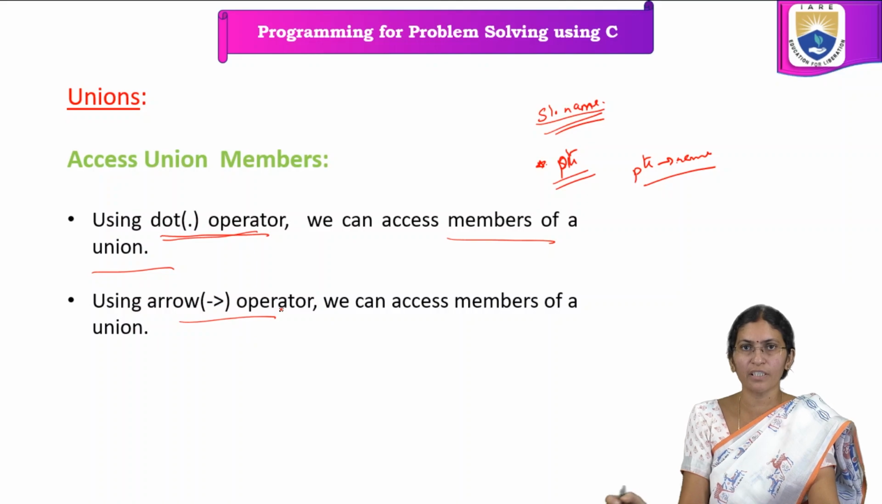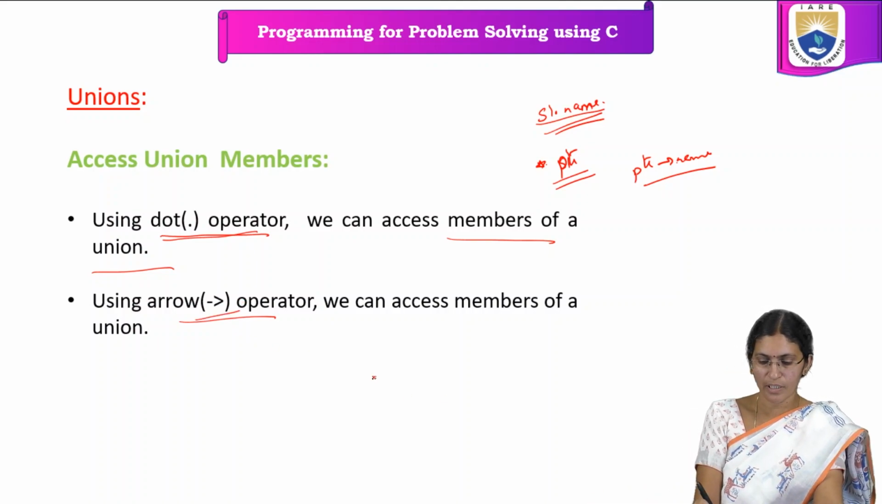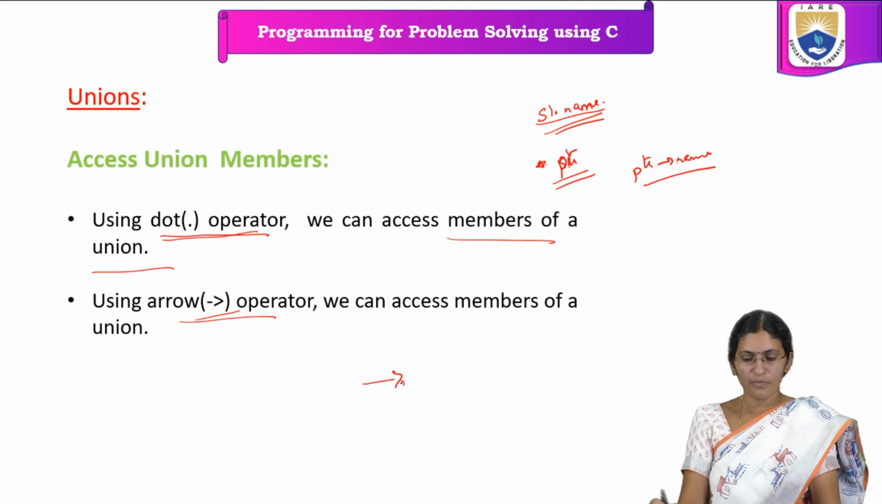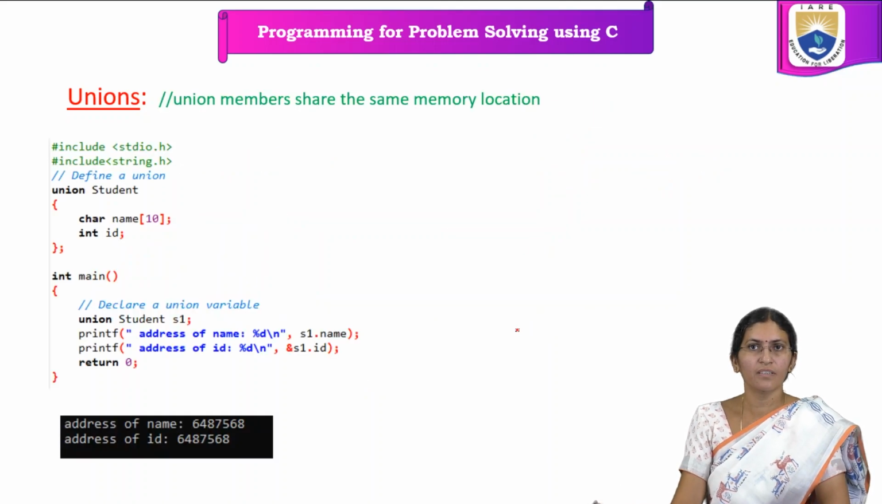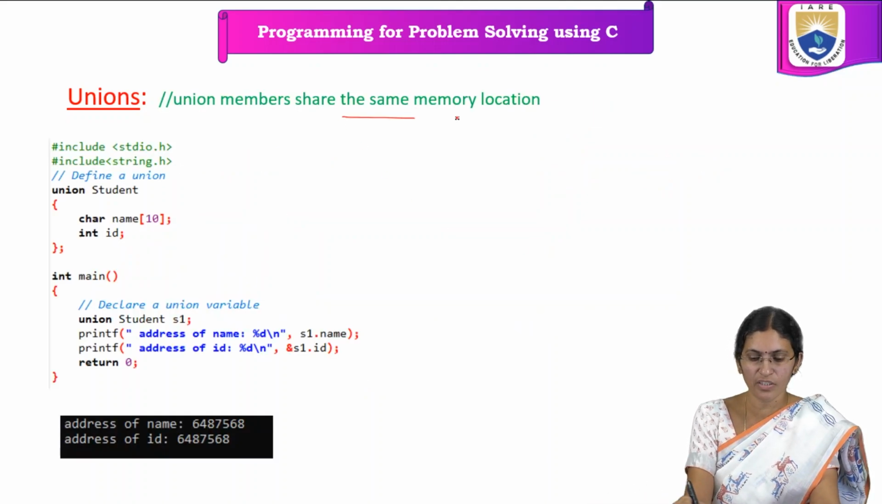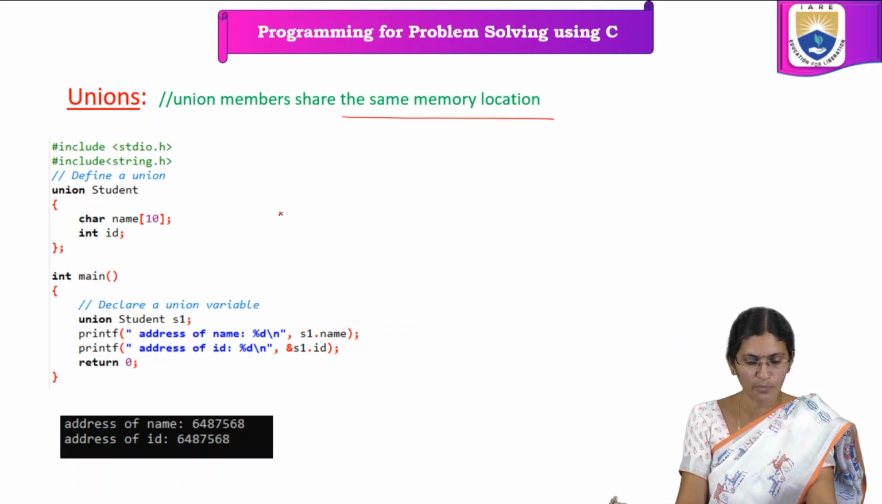If it is a pointer variable, we access the members by using the arrow operator. The arrow operator is nothing but a minus sign followed by the greater-than symbol. So we can access members of the union by using these two methods. Next, union members share the same memory location. Let us understand it with the help of one program.